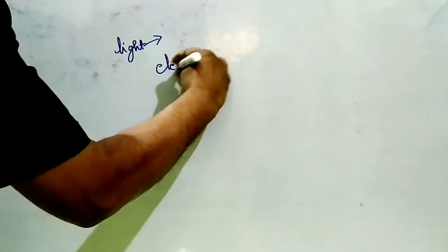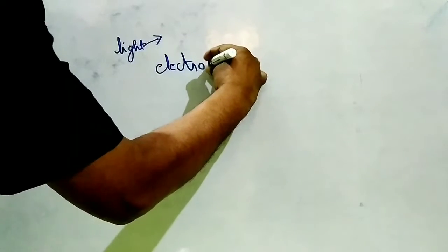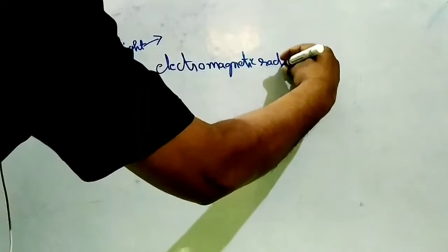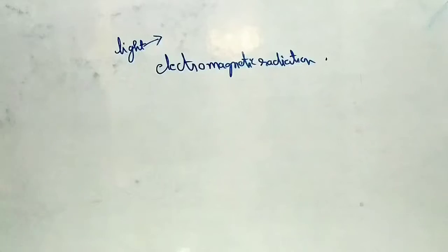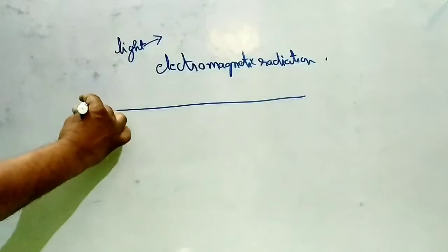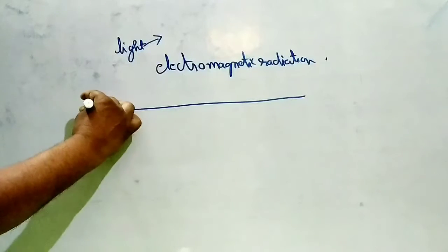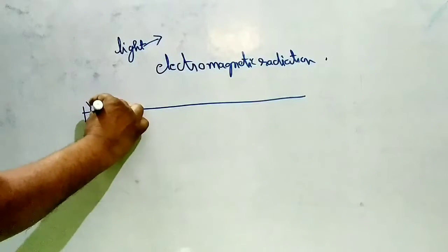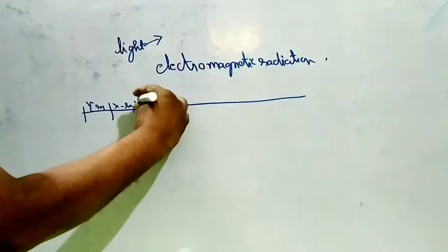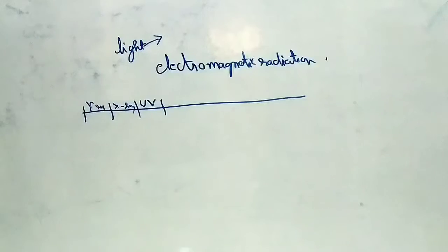Light is produced from electromagnetic radiation. A small part of the electromagnetic radiations produces visible light. If you see a combination of electromagnetic radiations, you will find the range. This is gamma rays, after that are the X rays, UV rays. UV rays means ultraviolet rays.